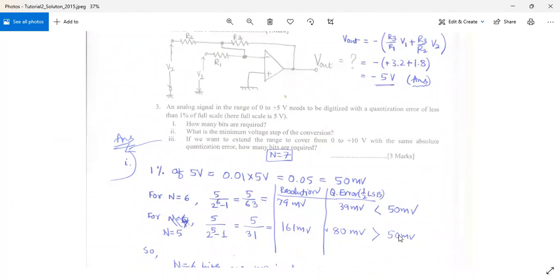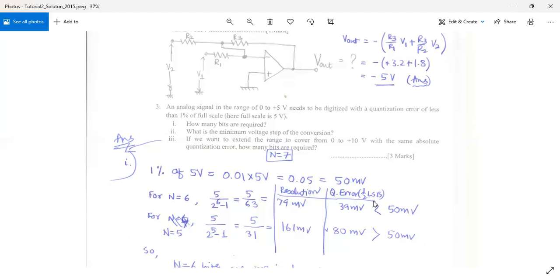So our quantization error value should be less than 50 millivolt. As we increase the number of bits, our resolution size will decrease, isn't it? If we decrease the number of bits, our resolution size increases, right? So if we increase our bits to n is equal to 6, our resolution will now be 79 millivolt. So our quantization error will be half of this value, that is going to be 39.5 millivolt.